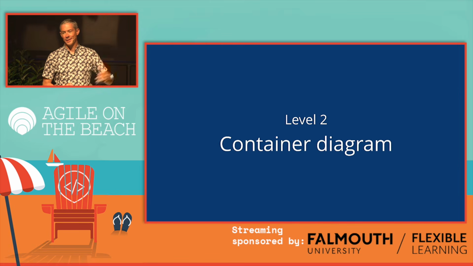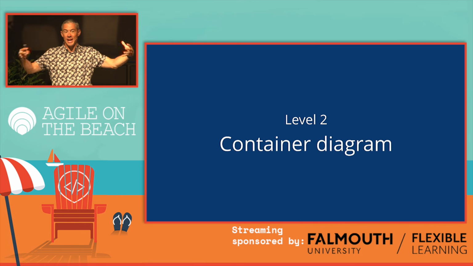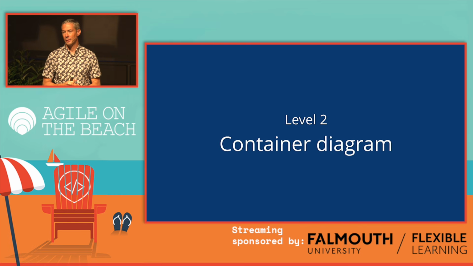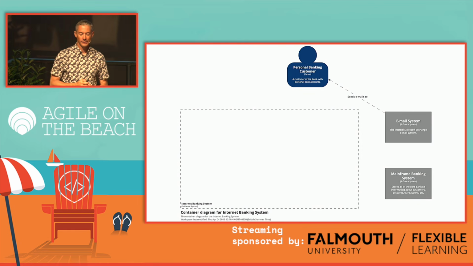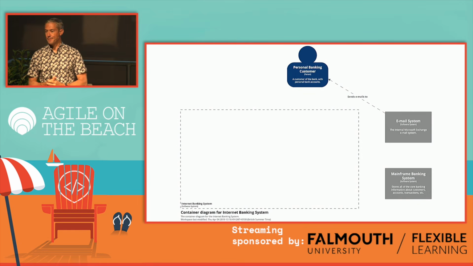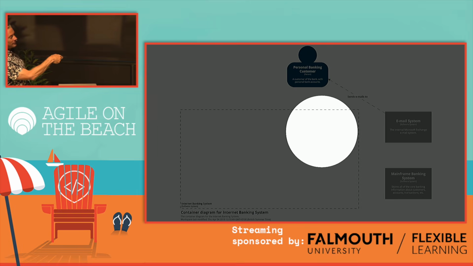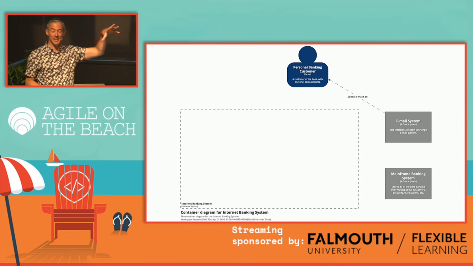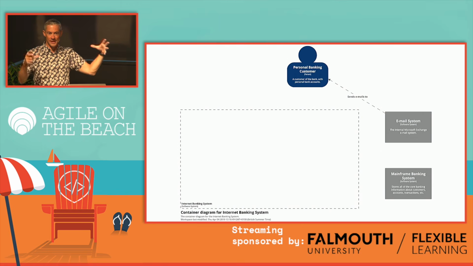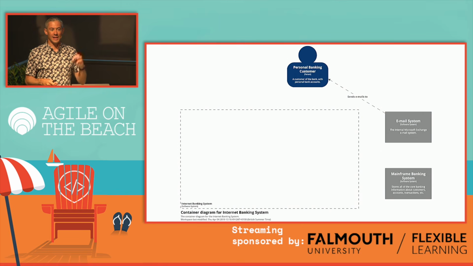Level 2 is a container diagram. This is showing you all of your apps and data stores and how they relate and run at runtime. We're going to build this up piece by piece. The currently empty-looking box here is the internet banking system box from the previous diagram. That's the thing we're going to look into. And we're still going to show the people and the external systems we have some dependency on.